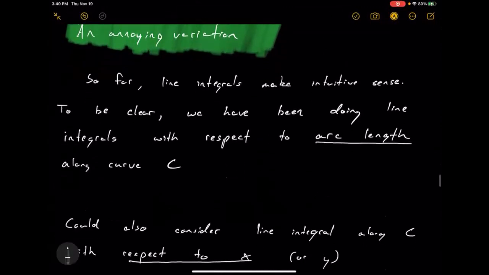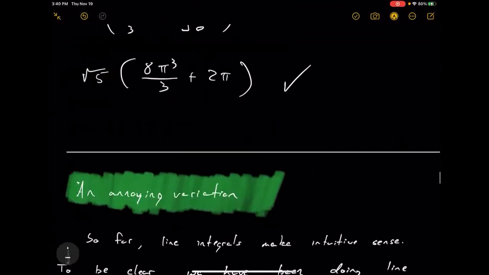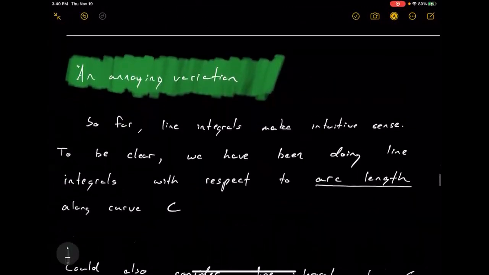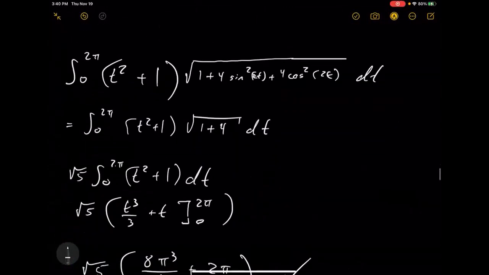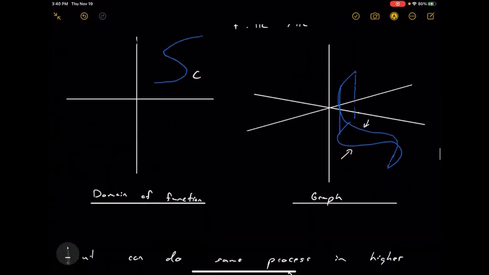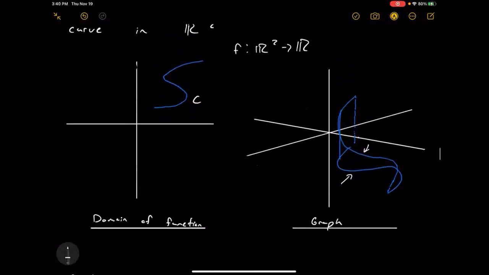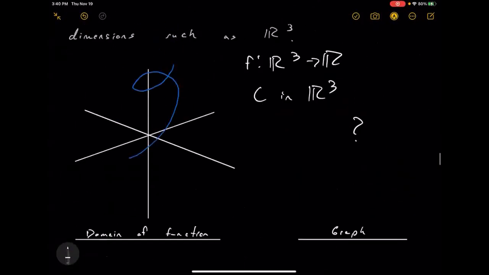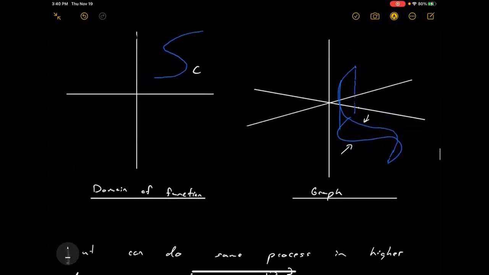So now I'm going to do an annoying variation of what we've been working on. The idea of the line integral that we've covered so far is pretty straightforward, I think, especially when we have a curve in 2D. The line integral intuitively gives us the area of that curtain. Now that is when we integrate along the curve.